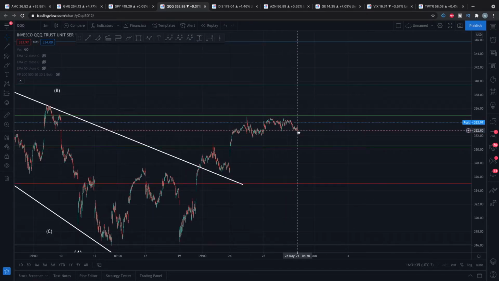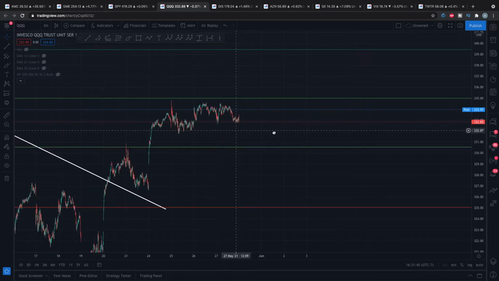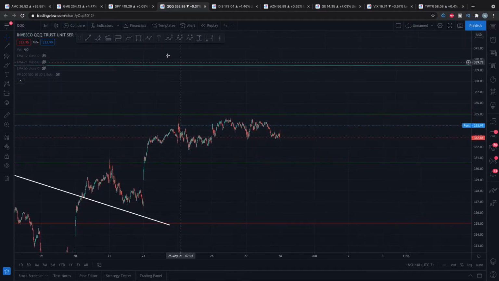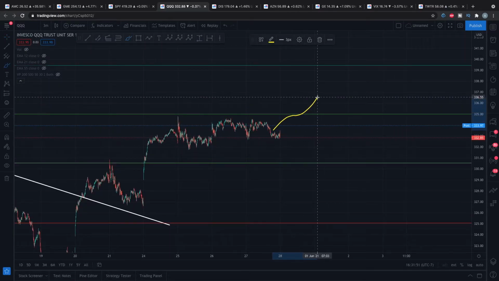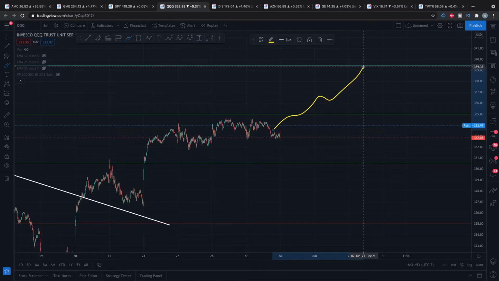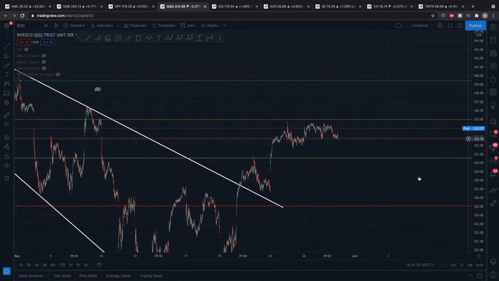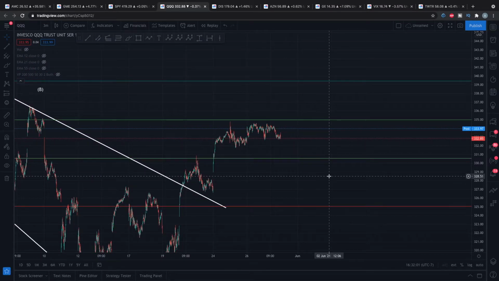So just like SPY, if we do break up above this consolidation area, around 332 to 334, once we break out of this area, we can expect prices to keep uptrending, just like the S&P 500. And I'm not playing any calls on the triple Qs because the SPY looks more bullish in my opinion and a lot safer. But yeah, Qs still look bullish, just with fewer price targets than SPY.